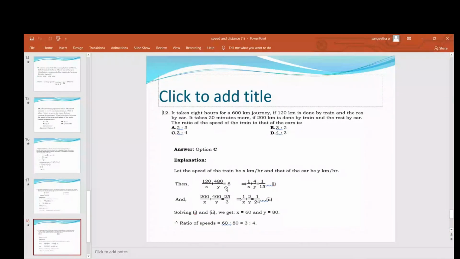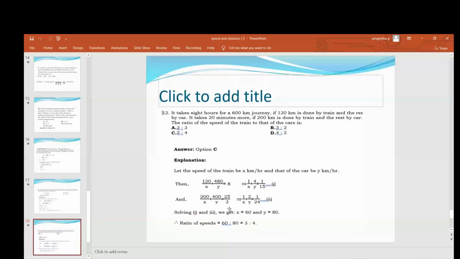So it takes 20 minutes more, when 200 kilometers is done by train. So 200 by x plus the rest by car. The total distance is 600, so 200 kilometers done by train. Remaining is 600 minus 200, I got 400. So the remaining done by car is 400 by y is equivalent to 8 hours 20 minutes, that is 25 by 3. Solving this above equation, I got 1 by x plus 2 by y is equivalent to 1 by 24.